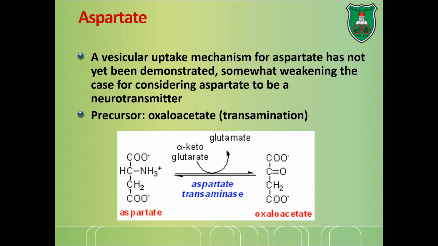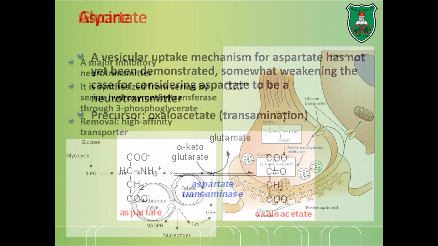Now, aspartate, there's some talk about aspartate not being a neurotransmitter since it hasn't been found to be vesicular, since it hasn't been found to be taken up again by the presynaptic cell. So there's some talk about it not being a neurotransmitter, but it can be synthesized from oxaloacetate as well as glutamate by a transamination reaction.